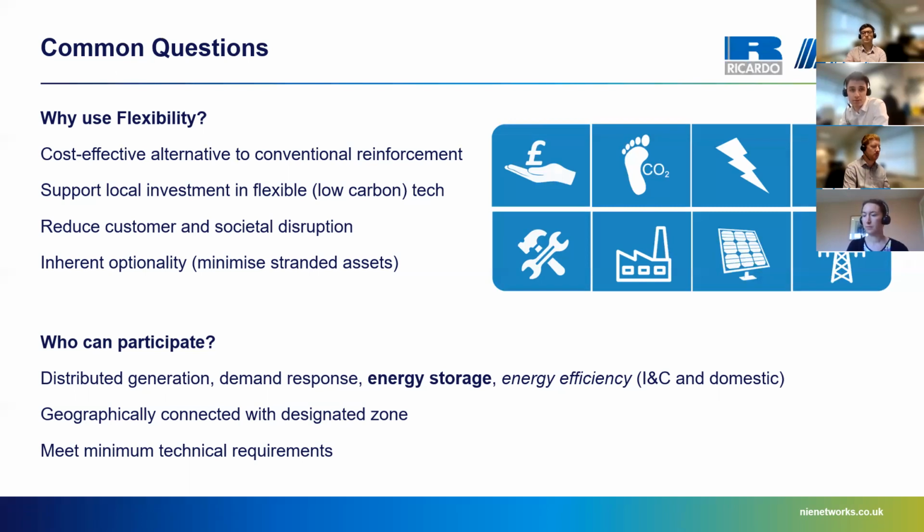We're also offering a revenue stream, within reason, to be kept within local markets and communities. And we hope that this will support investment in flexible and ideally low carbon technologies. This is also a relatively low disruption technique, so that we're not effectively putting customers off supply whenever we're carrying out outages to reinforce the network. We're minimizing digging up roads and so on, which we would classify as a general societal disruption. And then finally, and potentially one of the most important parts of flexibility, is that inherent option value.